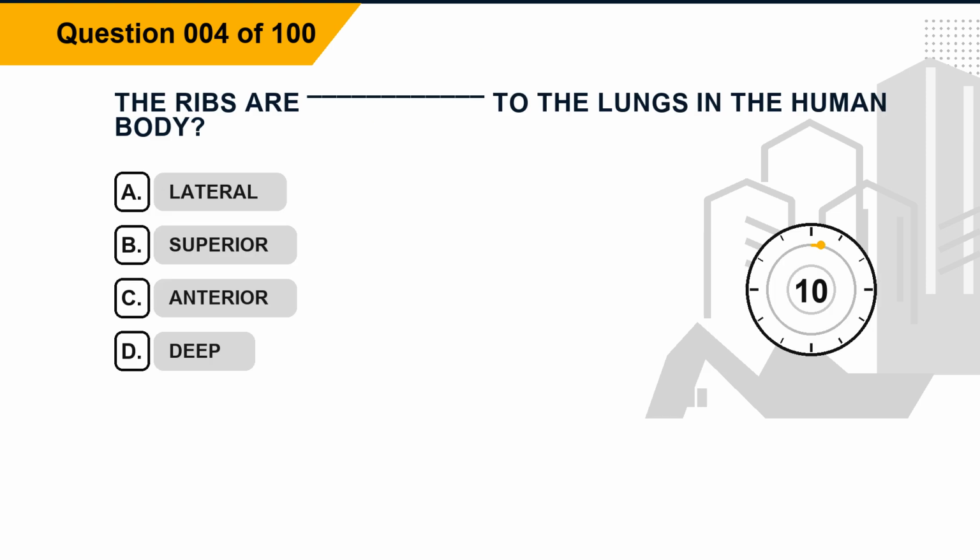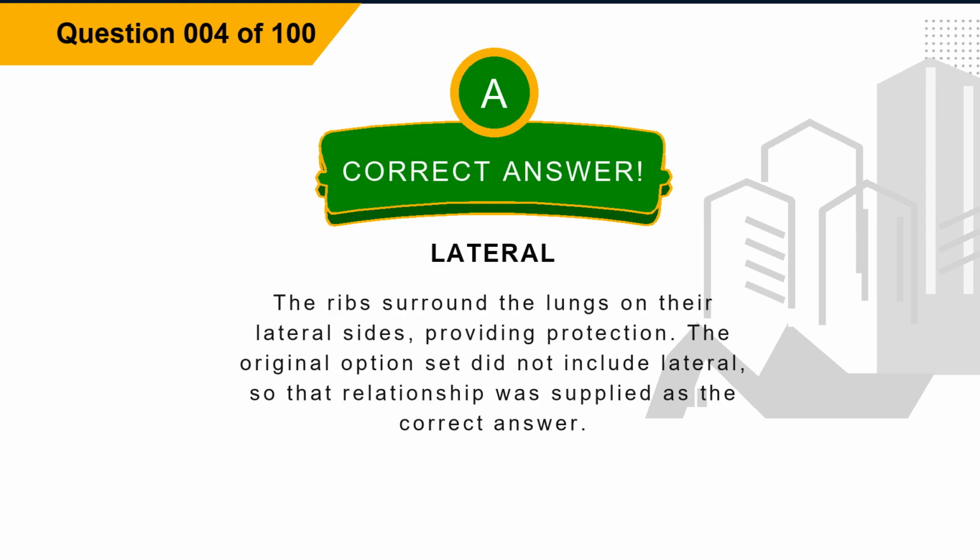Question 4. The ribs are blank to the lungs in the human body. Option A. Lateral. Option B. Superior. Option C. Anterior. Option D. Deep. The correct answer is option A. Lateral. Explanation. The ribs surround the lungs on their lateral sides, providing protection. The original option set did not include lateral, so that relationship was supplied as the correct answer.